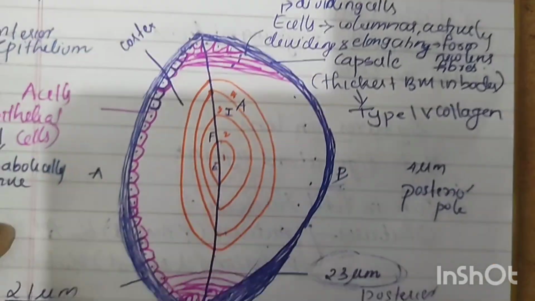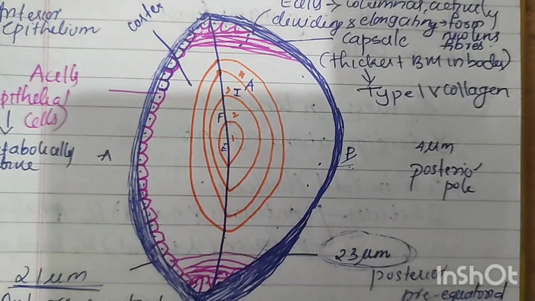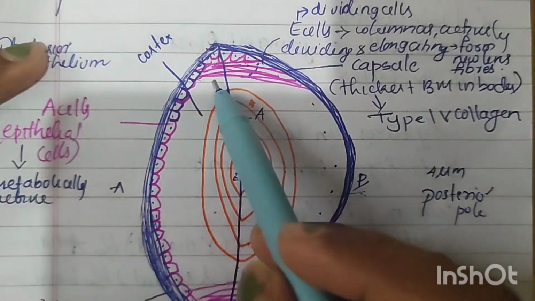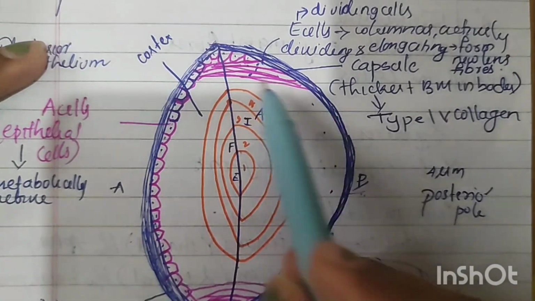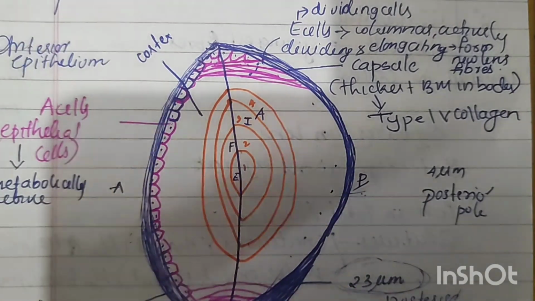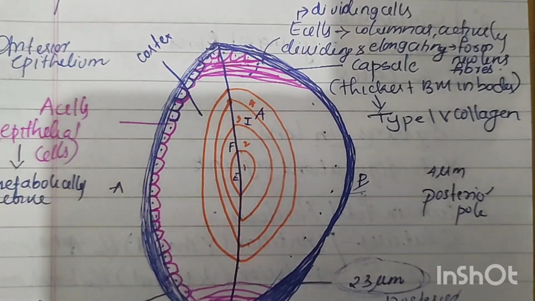Okay, that's it about the epithelial cells. And second one, here the space, this is known as the cortex, and the cortex is the major part of the lens, which is made up mainly of the lens fibers. Next we are discussing the fibers.